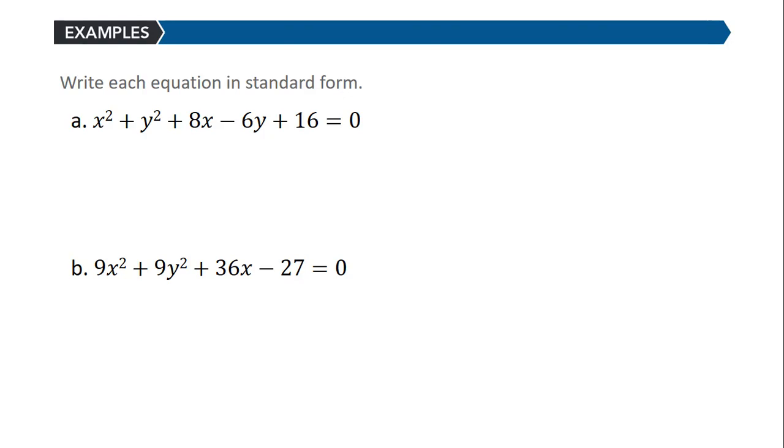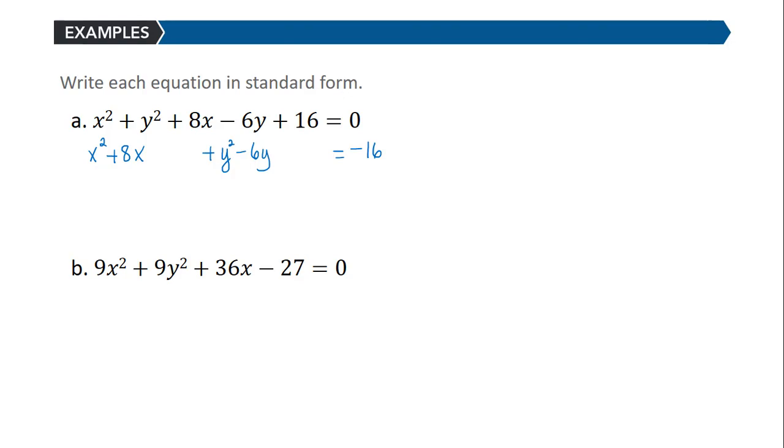For this process, I want to group my x terms together. So x squared plus 8x, and I'm going to leave a space. And then I'm going to group the y terms together, y squared minus 6y, and leave a space. And then I'm going to take this constant to the other side. So the 16, I'm going to subtract from each side to get a negative 16 on the right. The reason why I've left the space is I want to insert the number that's going to make each of those binomials perfect square trinomials. Recall how to complete the square.